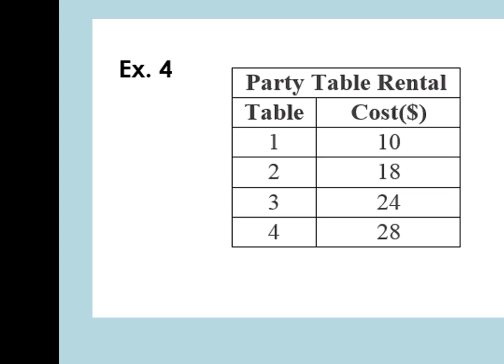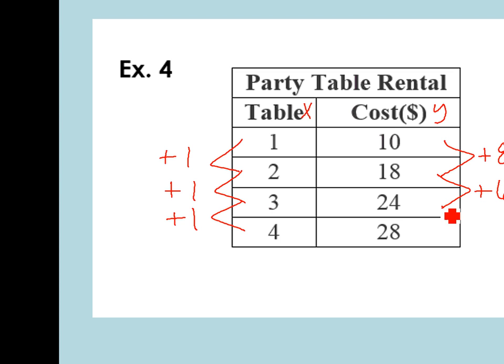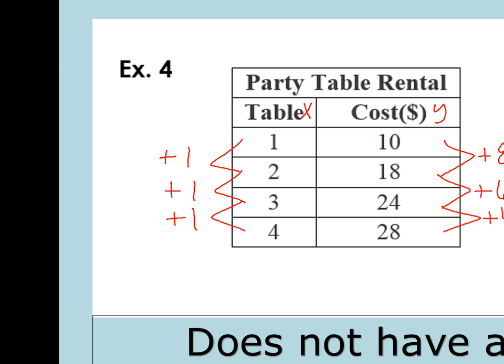Let's look at example 4. So we again have the x and the y. And you should have already done this, but we are adding 1 each time. And then over here, we would have plus 8. Then you would have plus 6. And then plus 4. So we can easily see that we do not have a constant rate of change. So our answer is going to be, with a box around it, does not have a constant rate of change.